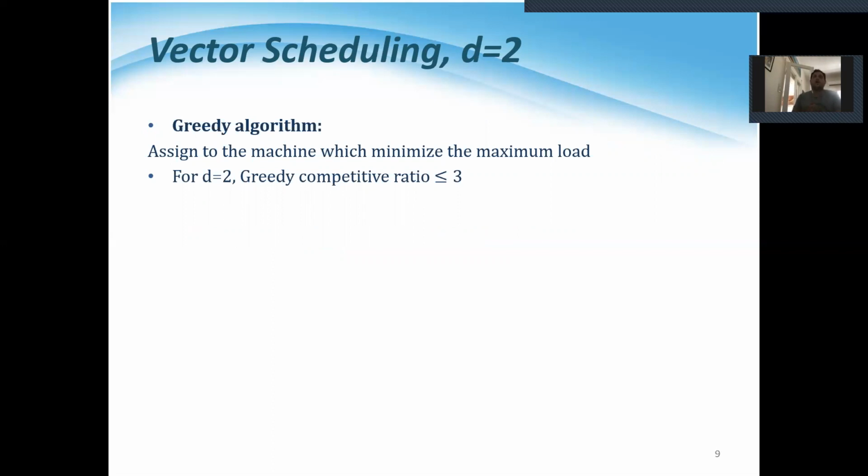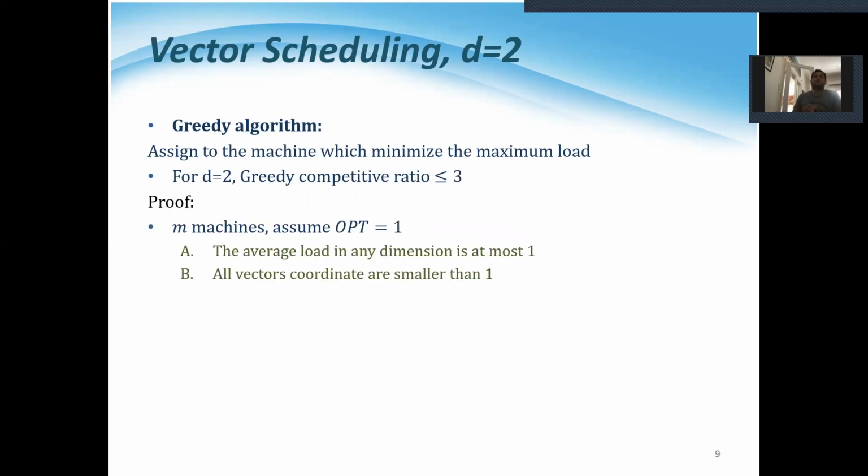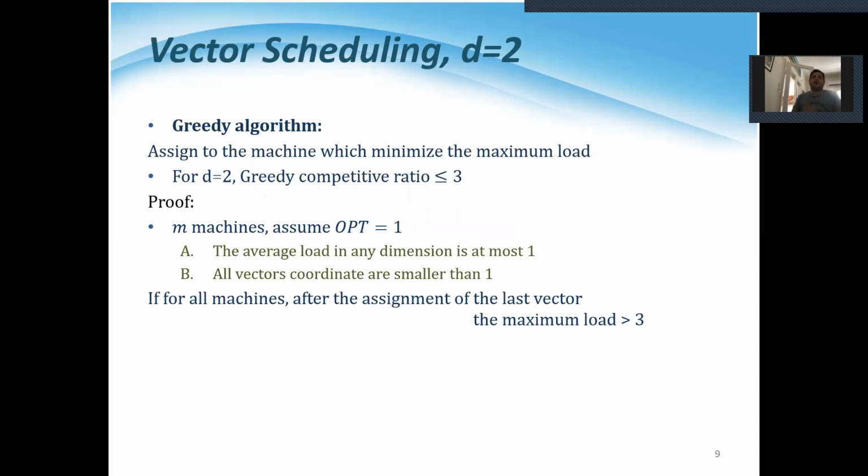So the only thing that was known is that the greedy competitive ratio is less than 3. Let's see a quick proof. This proof will help us to understand how to improve this competitive ratio guarantee. So first I'm going to normalize OPT to be 1. That means that the average load in any dimension is at most 1. And second, all the vector coordinates are smaller than 1. So assume for contradiction that after I assign the last vector, the maximum load is more than 3.